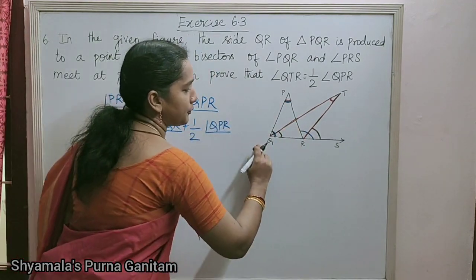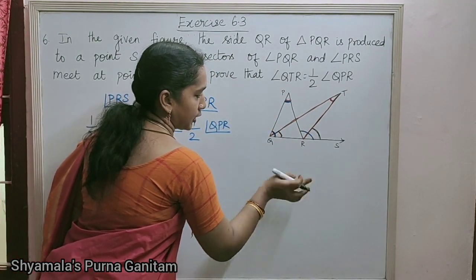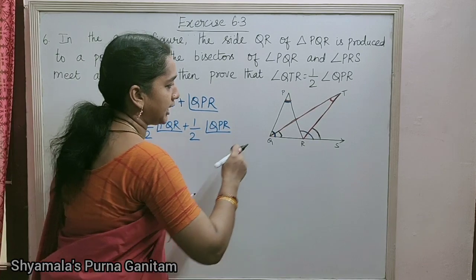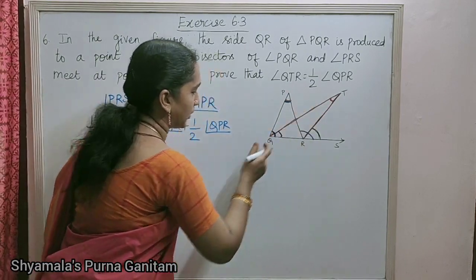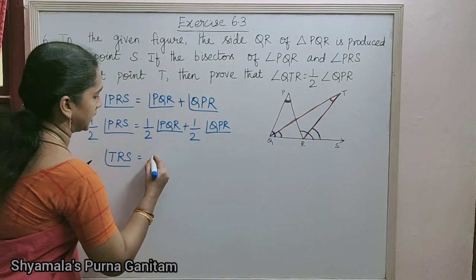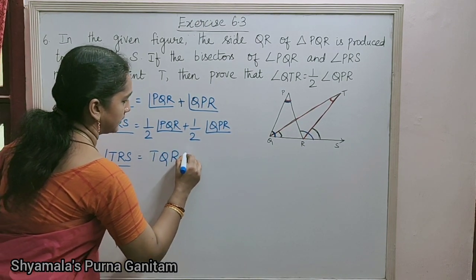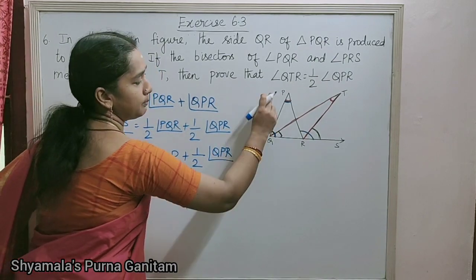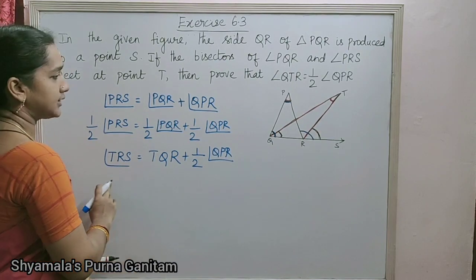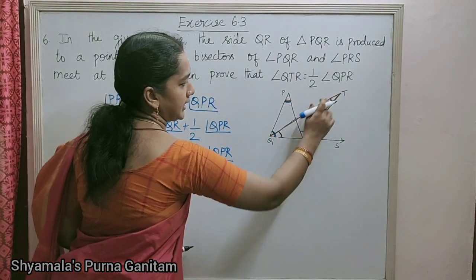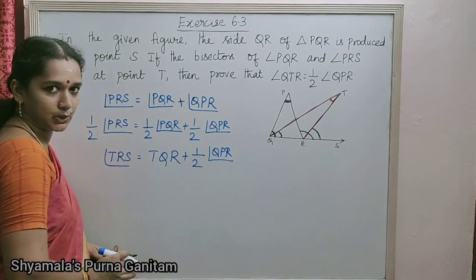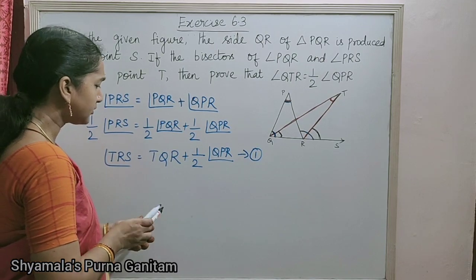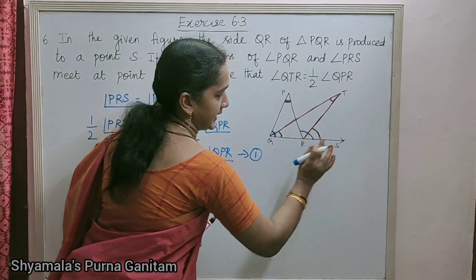In the question it is given that this is the bisector, so these two angles will be equal in measure. So half of PQR is equal to TQR. Therefore TRS is equal to TQR plus half of angle QPR. That I am writing like this. So you got TRS in terms of these two. Take this as the first equation. Now, you take this TRS.